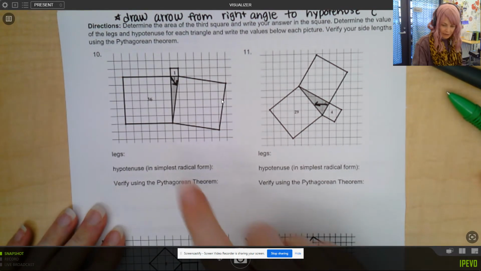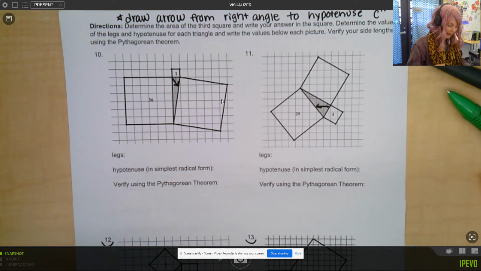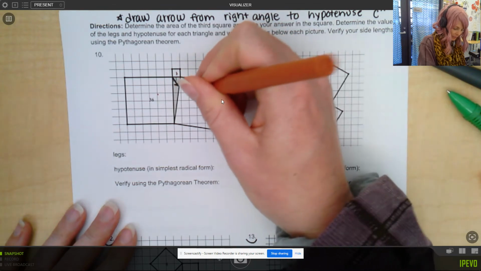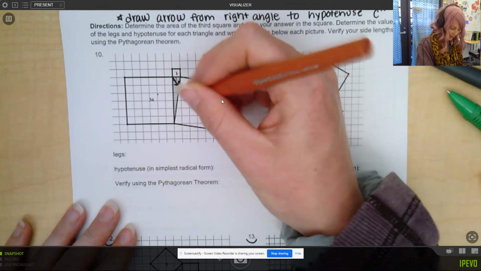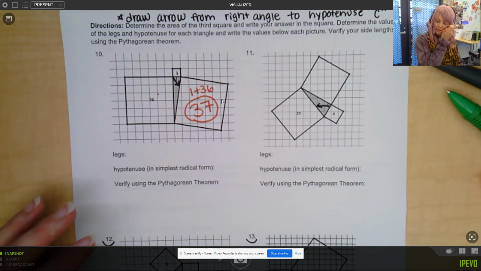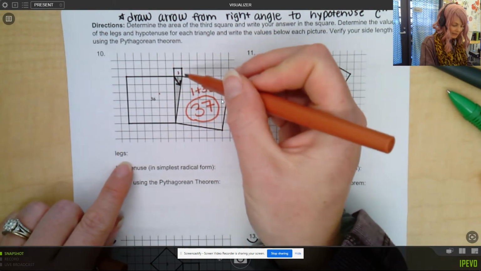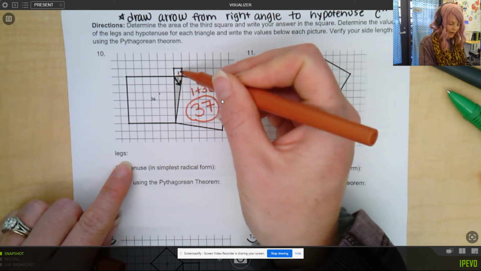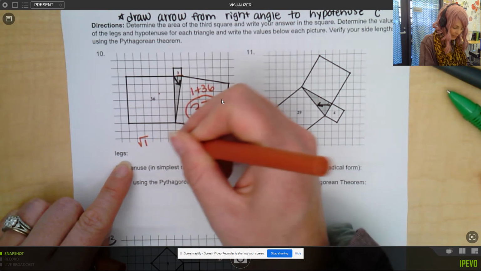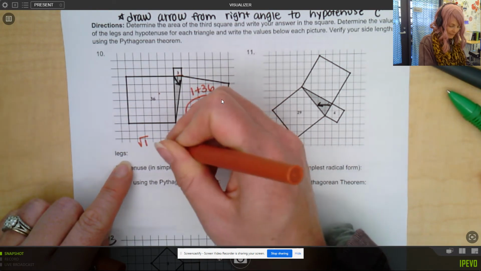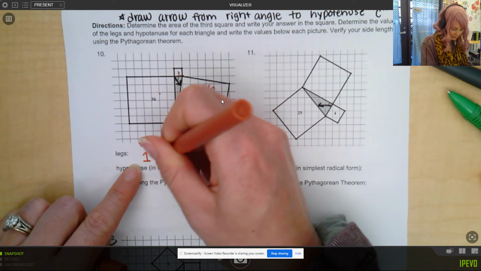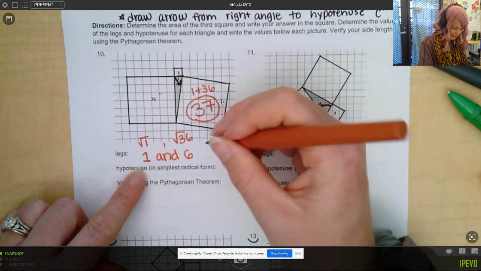So here we have a squared plus b squared equals c squared. So this is going to be 1 plus 36. So the area here is 37. So the length of our legs, remember, the length of the legs is the square root of the area. It's the side length of the square. So I have the square root of 1 and the square root of 36, which of course we want to simplify. So we know it's 1 and 6.